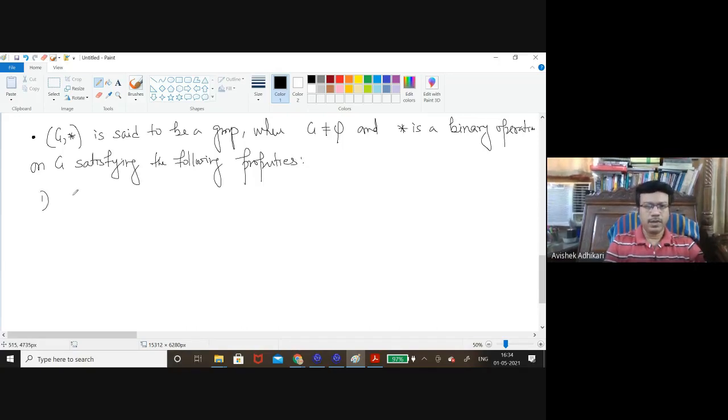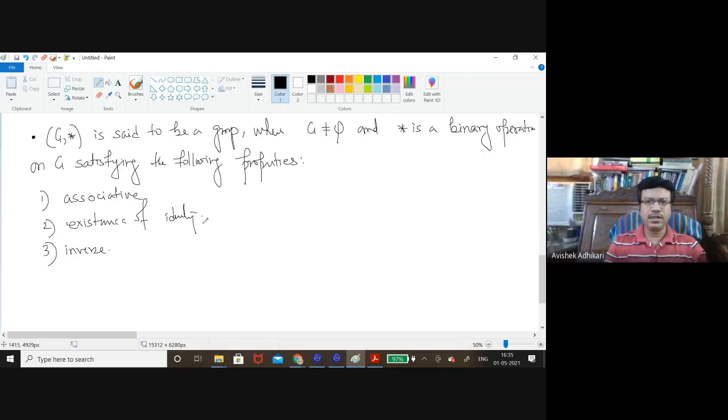One, associative. Two, existence of identity. And three, inverse. Now you may ask why I missed the closure property. Many of the books also include the closure property. But as I mentioned, the definition should be very sleek. You should not repeat the same property twice in a definition. So the definition should be very sleek and smart.